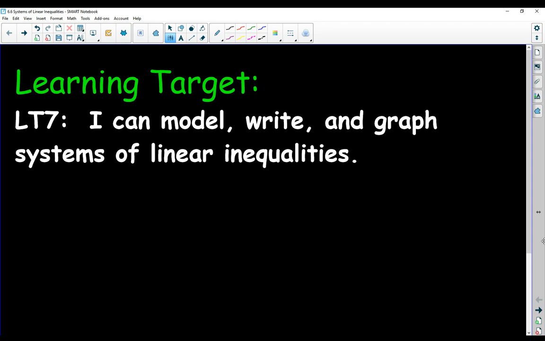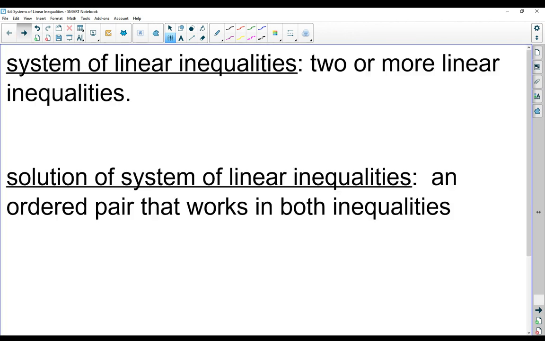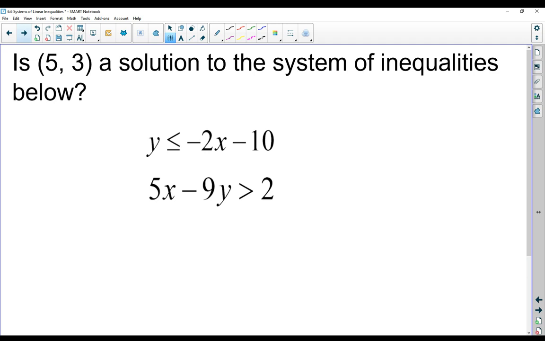By the end of this lesson, we want you to be able to model, write, and graph systems of linear inequalities. Hopefully you remember what those are. In case you don't, a system is just two or more, and linear inequalities is what we're talking about. So two or more linear inequalities. The solution of a system of linear inequalities is just an ordered pair that works in both inequalities. So some kind of point that would make both of those true.